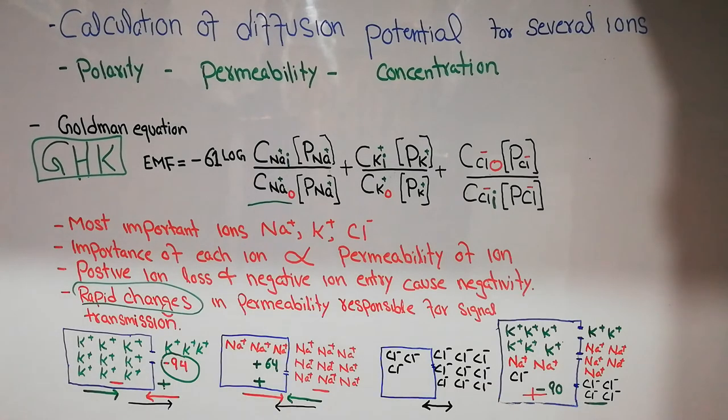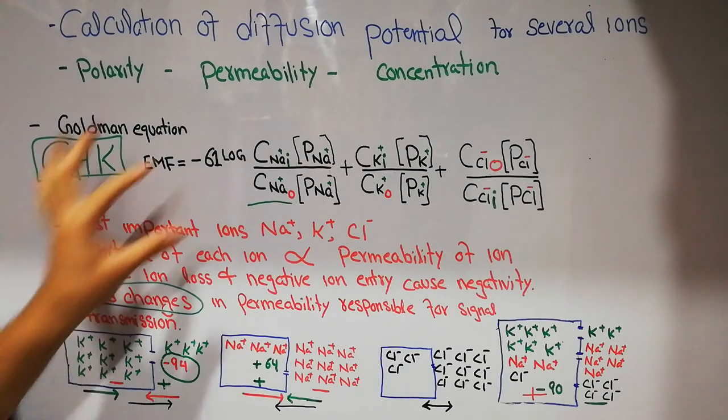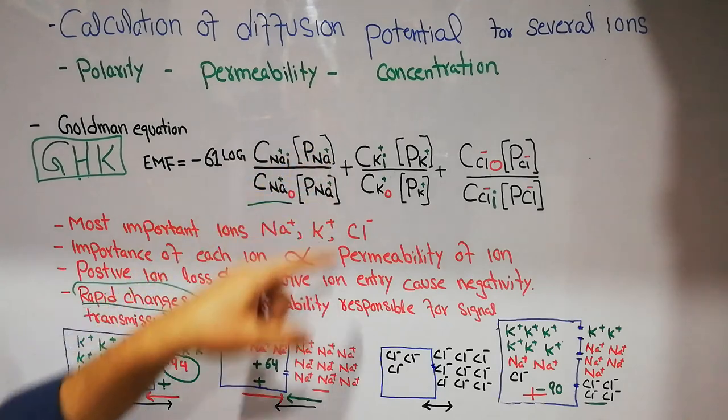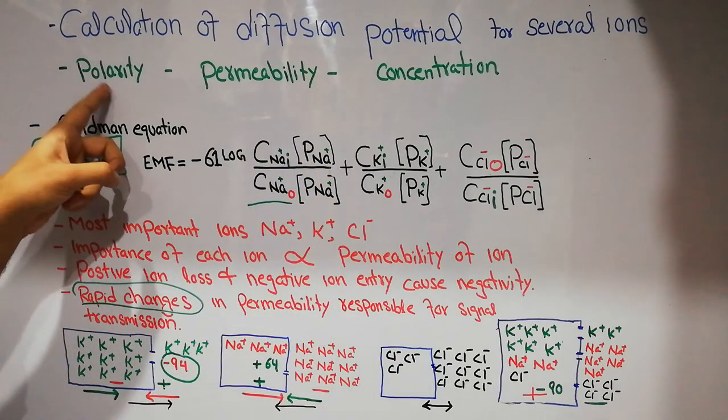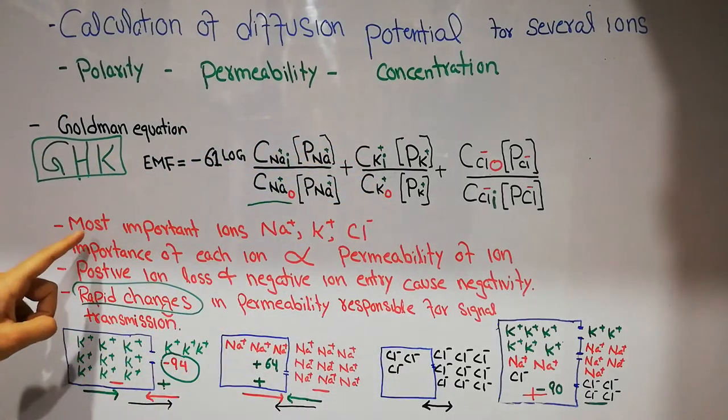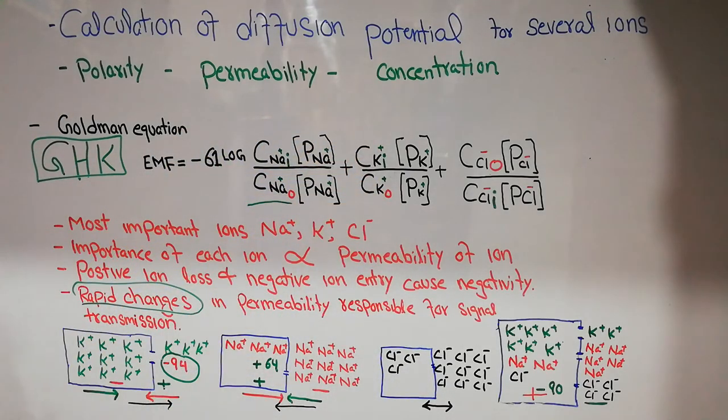To summarize, the diffusion potential of the individual ions is calculated by the Nernst potential, and it will not take into consideration the permeability factor. It will take only the concentration factor. But the Goldman equation will take into consideration not only the concentration of the individual ion, but also its polarity and its permeability. It will also take into account only the most important ions. It will not take into account the proteins, the glucose, and some other factors.